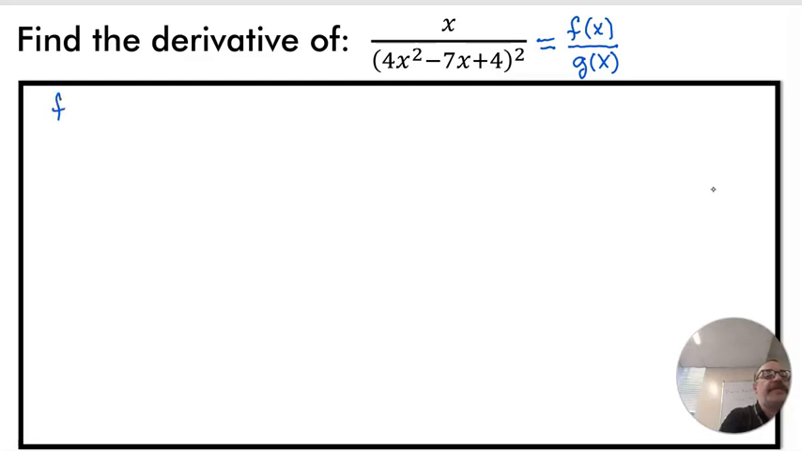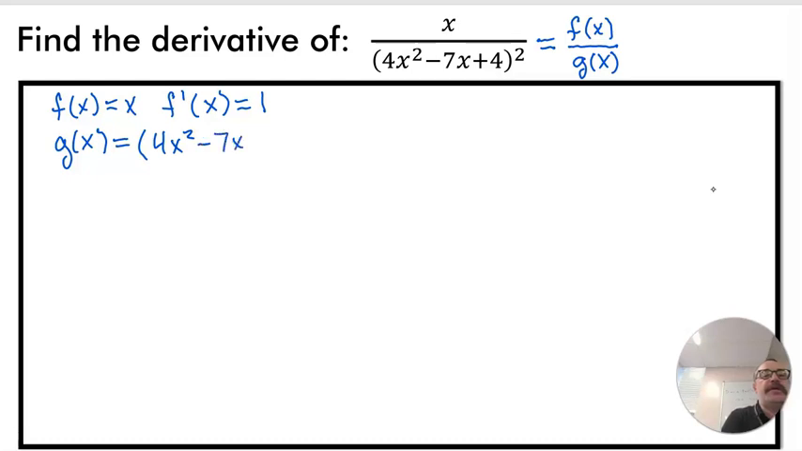So fortunately, f of x isn't too bad. I mean, f of x is just equal to x. So f prime would just be 1. So at least that's not bad. Now, g of x, that's going to be a little bit problematic, but we can handle it. This would be a good example of a problem where we're probably not going to reduce.